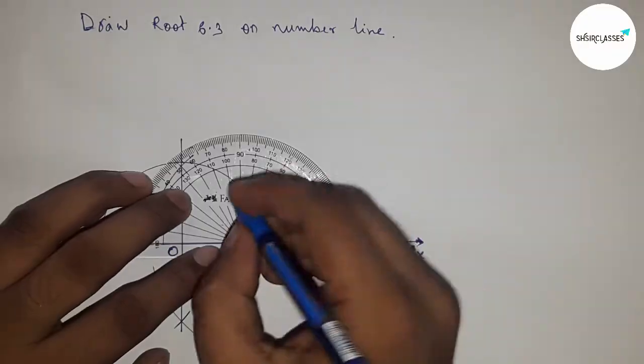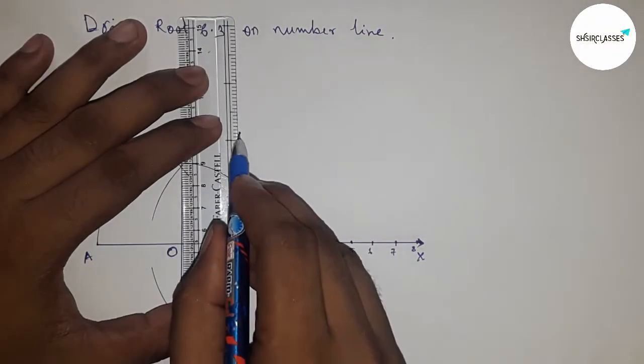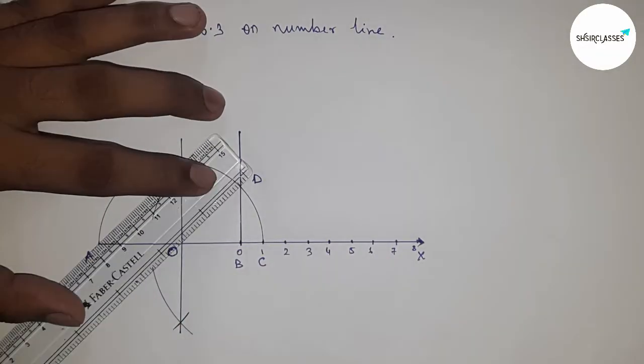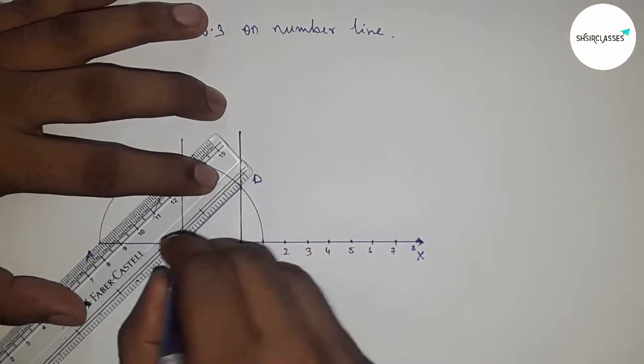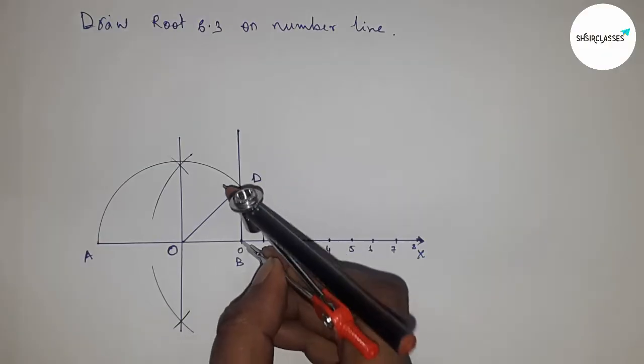Next, drawing a 90-degree angle at point B by protractor, so joining this, which meets the semicircle at a point D. Next, joining O and D. Now taking the length BD by compass.